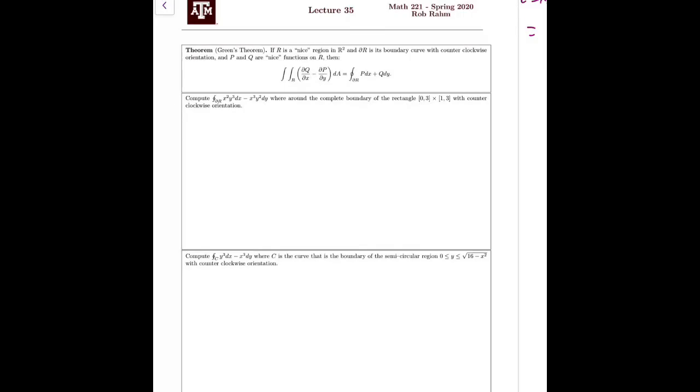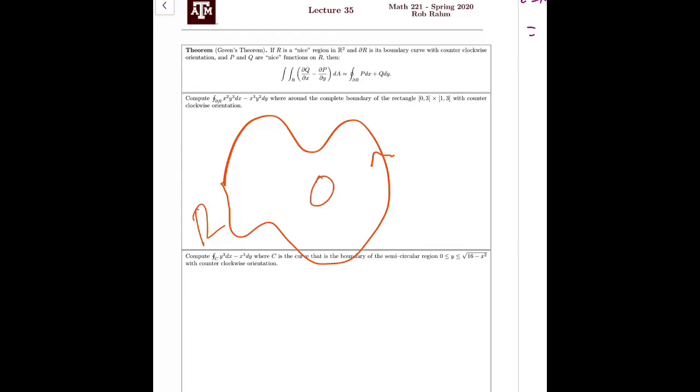Okay, before we can actually apply this, I need to mention something about the boundary curve. So let's say this is the region R. We need to have a counterclockwise orientation, which means something like this. Now, what happens when you have a region like this, but you take out a hole like that?